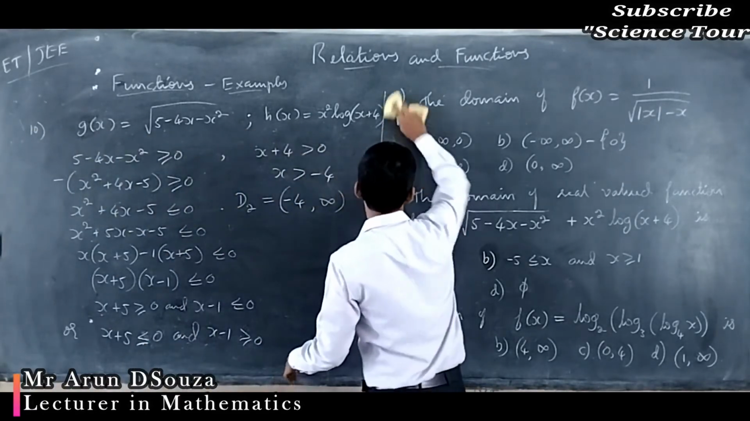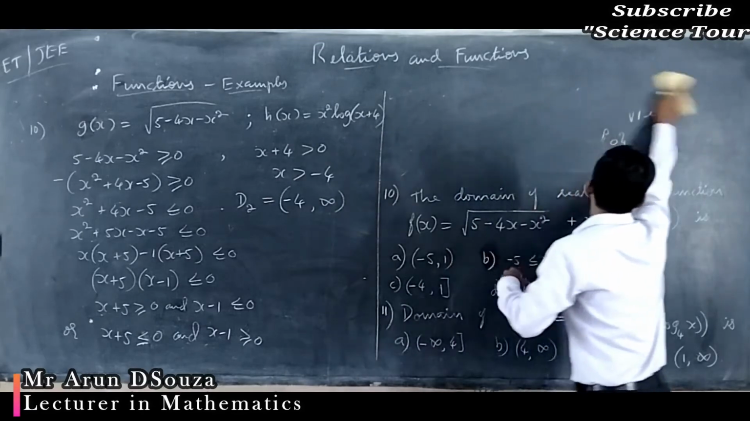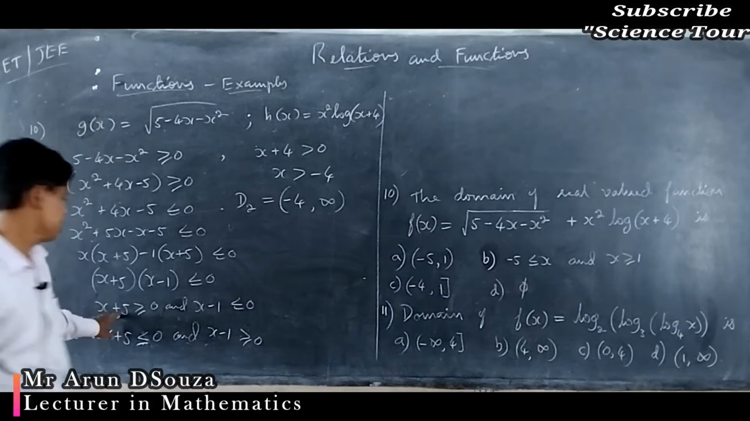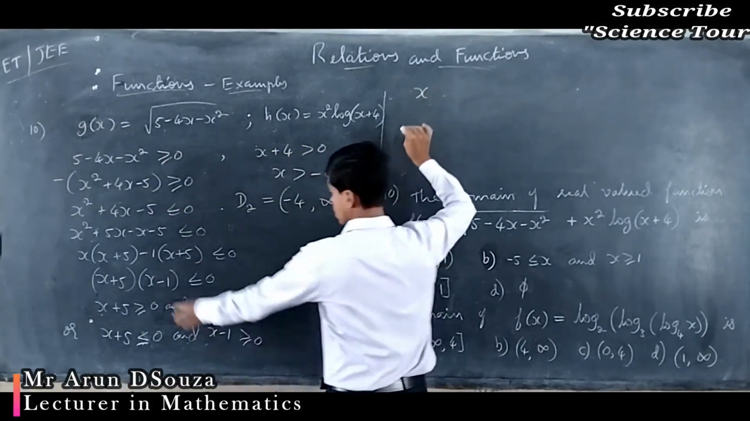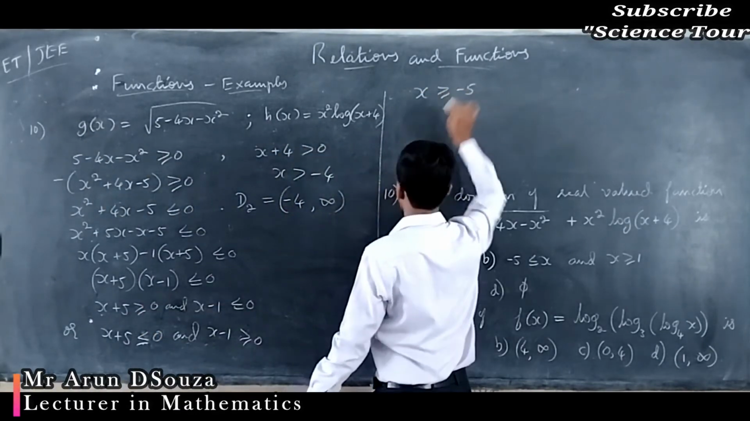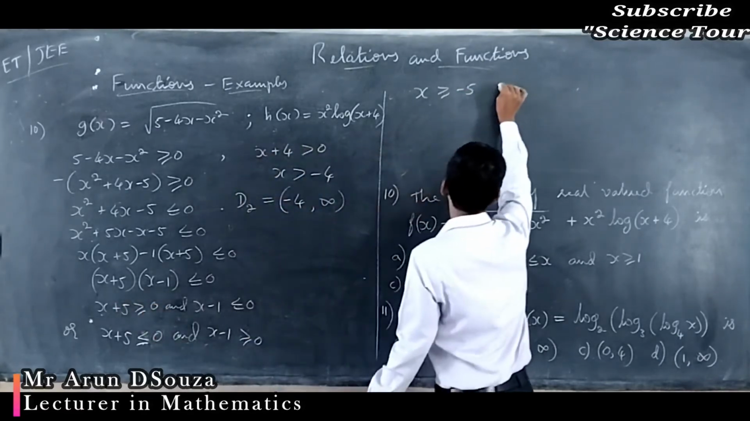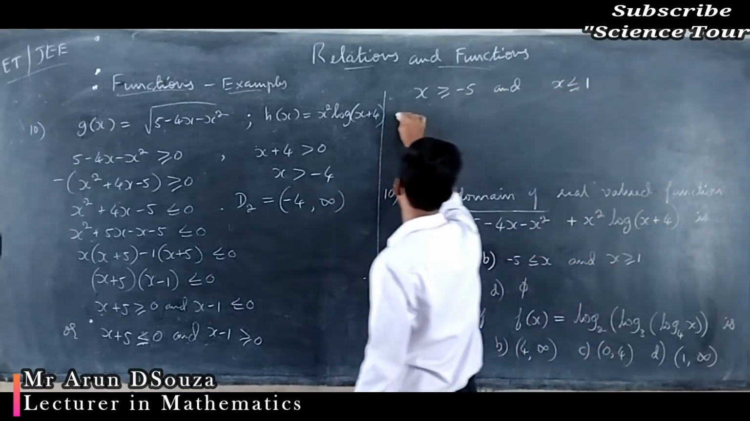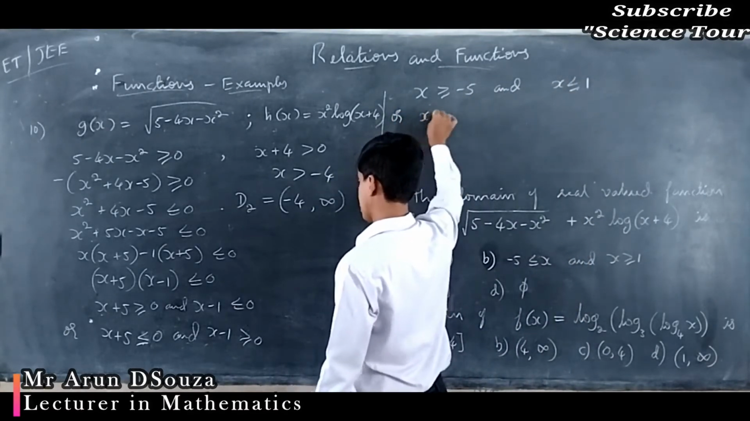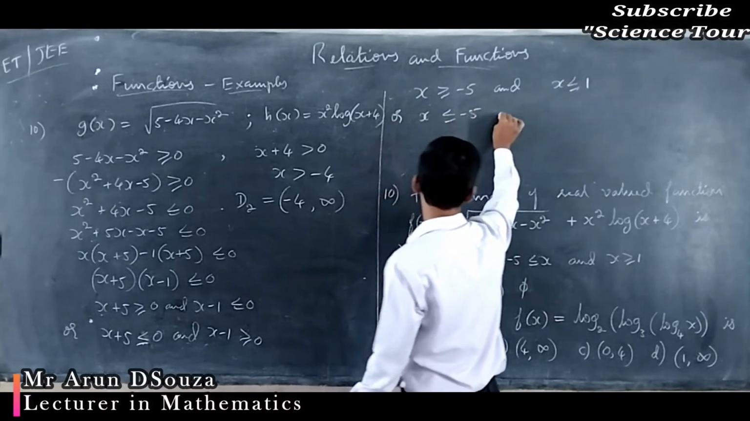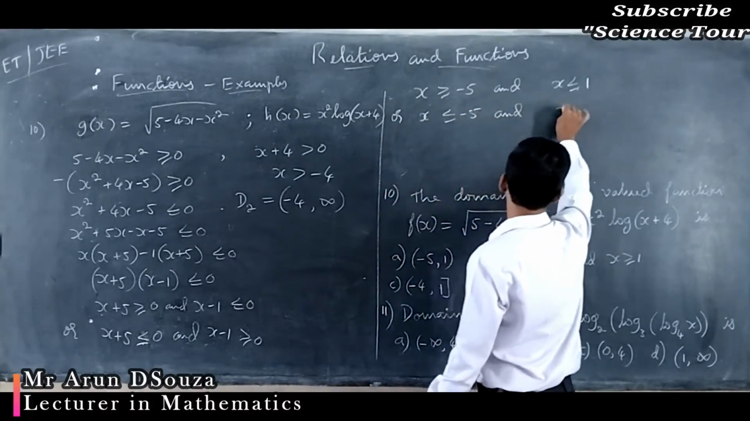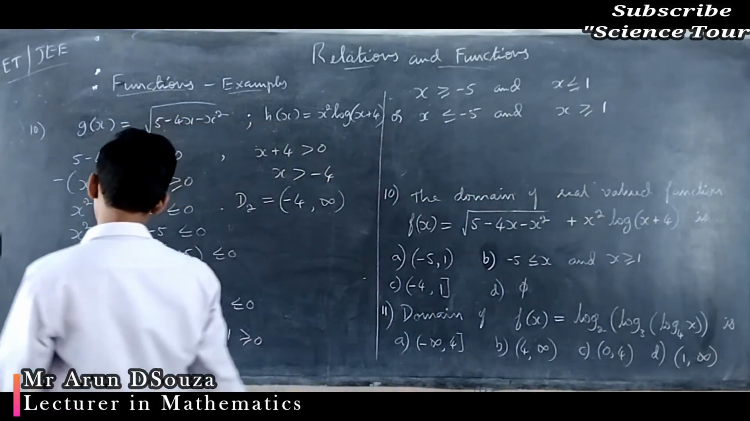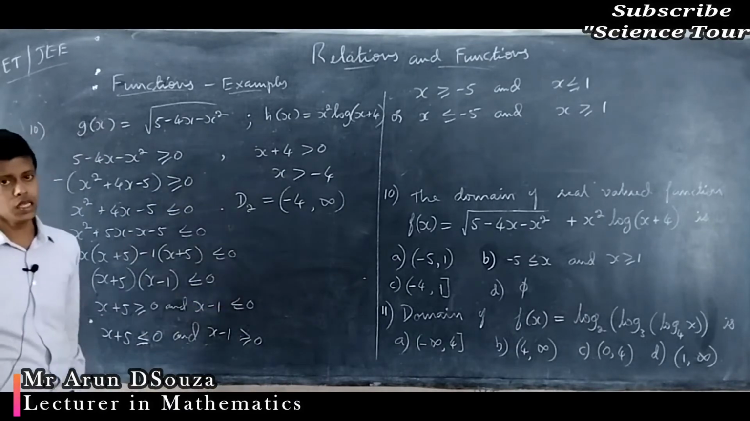Now let us analyze with the real line. See, what is the meaning of this? The meaning of this is x is greater than or equal to minus 5 and x is less than or equal to 1, or x is less than or equal to minus 5 and x is greater than or equal to 1. That's the meaning of it. I have just taken this 5 to the other side, minus 1 to the other side, correct?